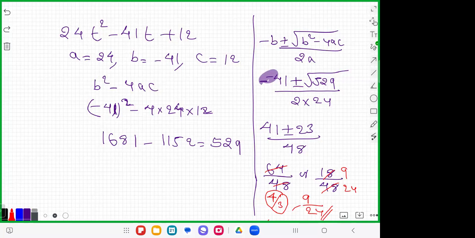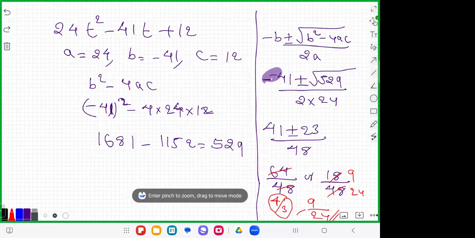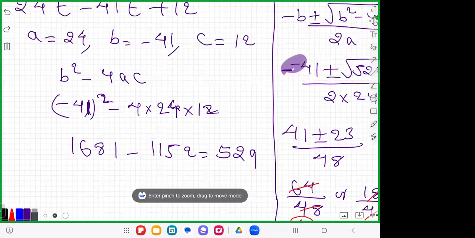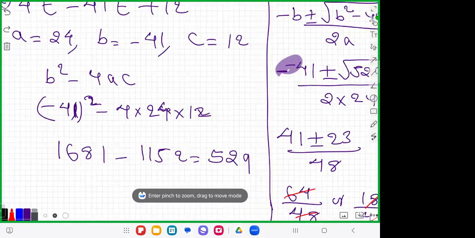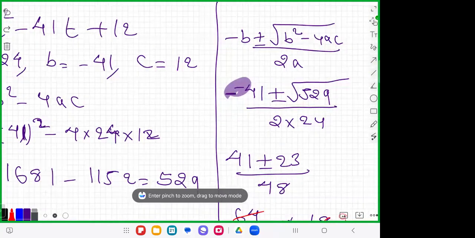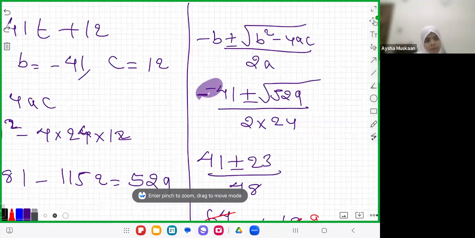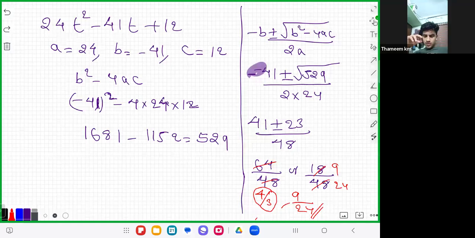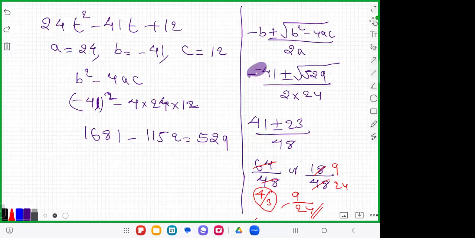Should I explain that part? Should I explain the b square minus 4ac part? Okay, if you want me to explain, I'll explain. Aisha, do you want me to explain again? Yes, sir. It's a 5 mark question, because the first and second are two mark questions.